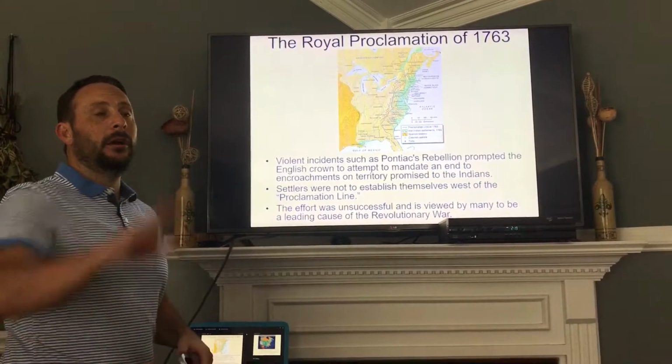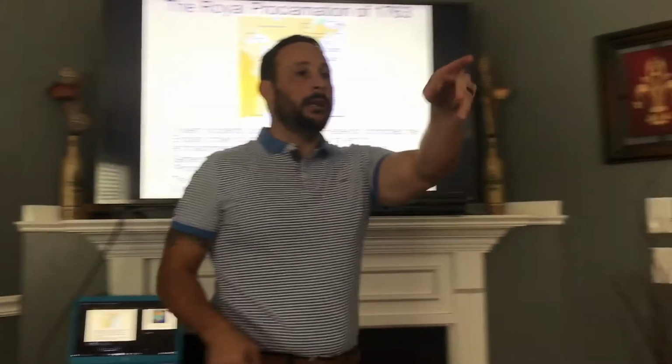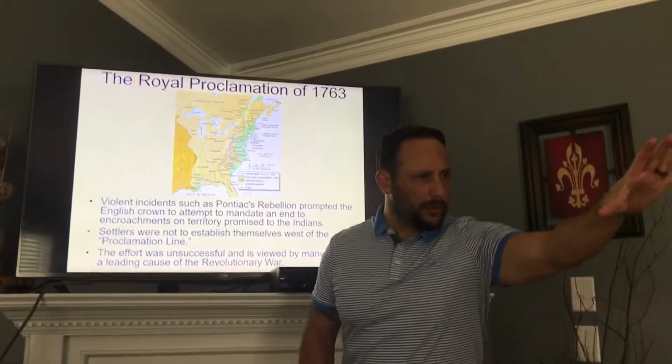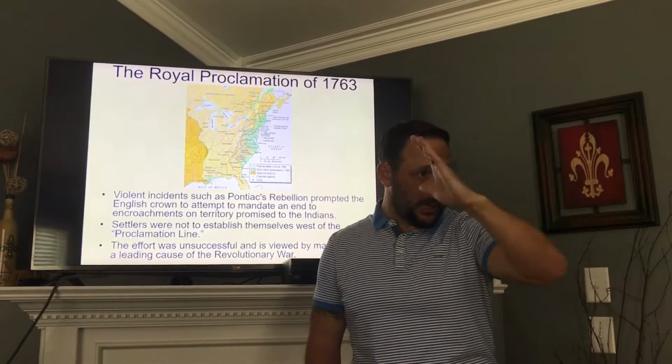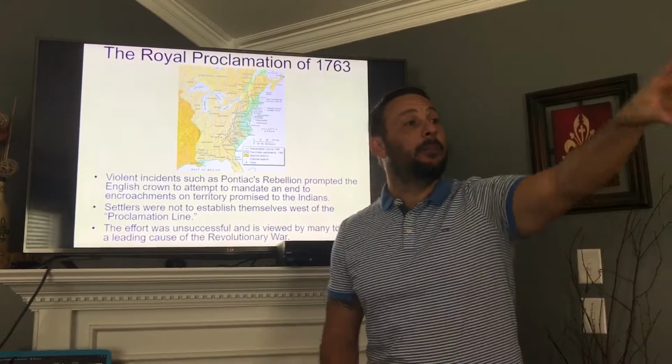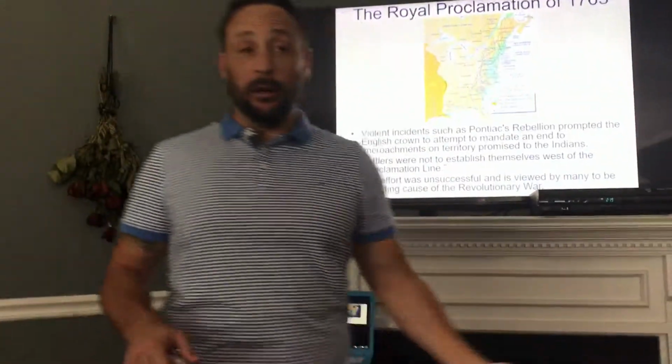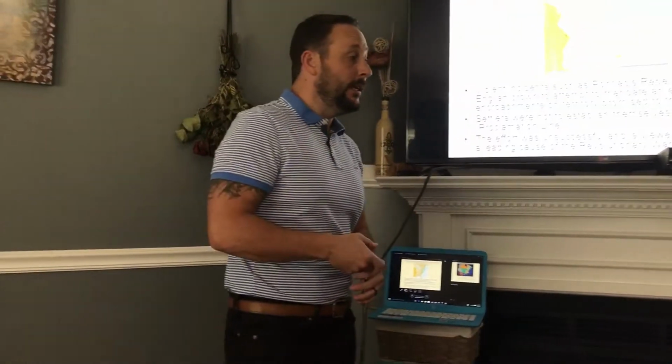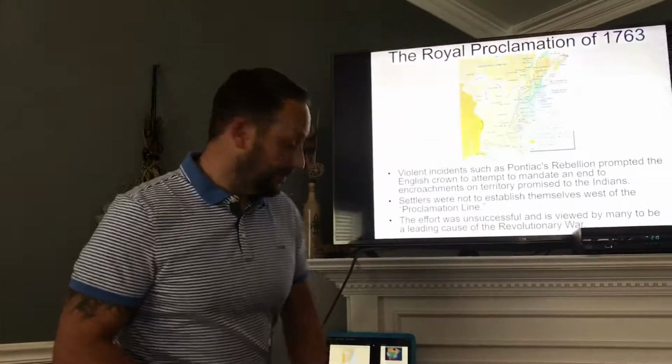Steve, or no, not Steve. I've been talking to you too much. Johnny, where were the boundaries of that proclamation? Where could they not settle past? Appalachian. Yes, the Appalachian Mountains. They couldn't settle past the Appalachian Mountains, which is what ticked off the colonists and basically started the American Revolution.